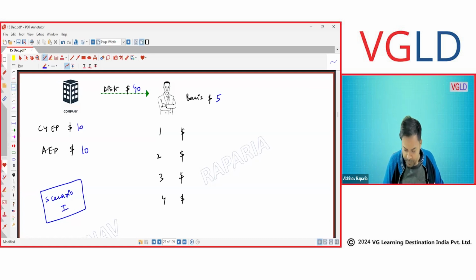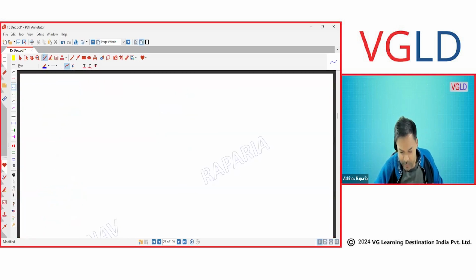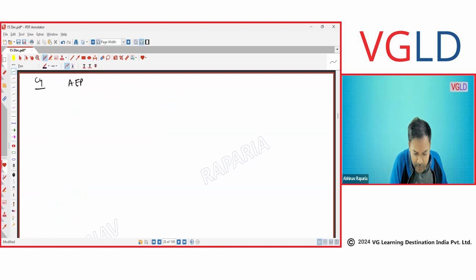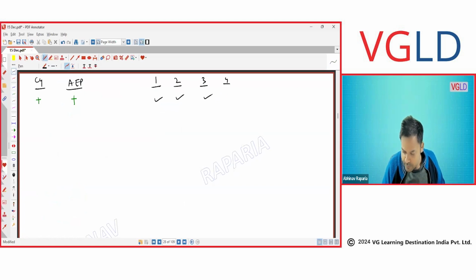Good. So this is going to be easy. 10, 10, 5, 15. Good. So what scenario are we talking about, everyone? I am talking about a scenario where current year and accumulated earnings and profit, both of them are positive. If both of them are positive, are we calculating all of 1, 2, 3, 4? Yes, I'm calculating all of them. Simple. Let's do the second scenario.